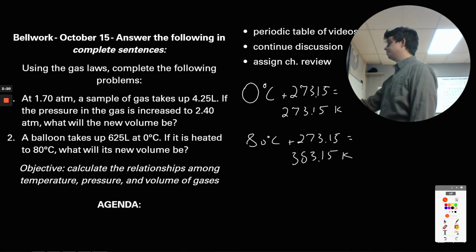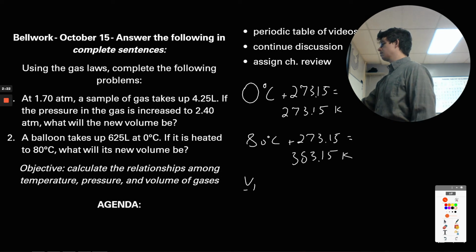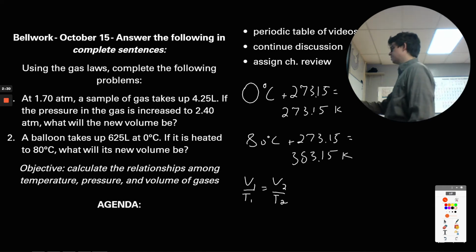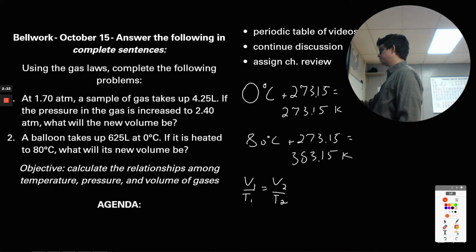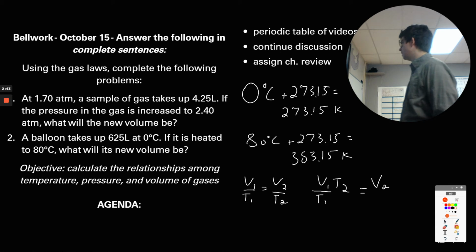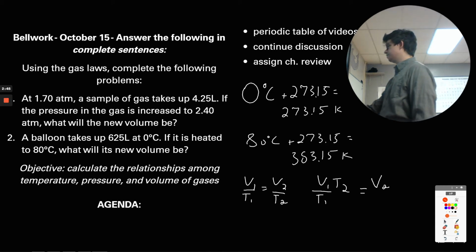Which is V1 over T1 equals V2 over T2. And now we manipulate it, giving us V1 over T1 times T2 equals V2. And now we sub in our numbers.